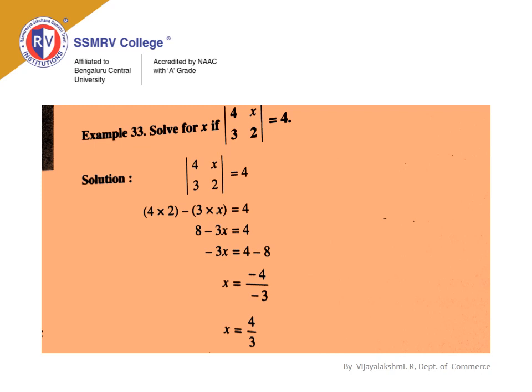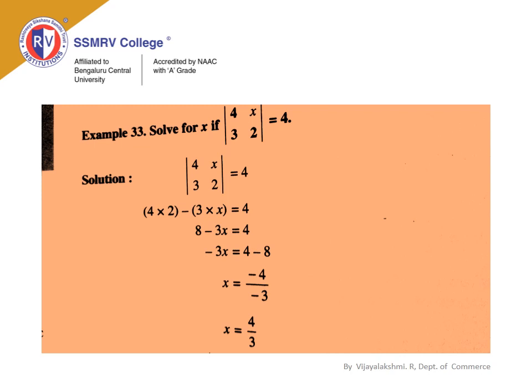This is the other type of problem which will be given in the exams. One item will be missing, and you need to find the answer for that. Solve for x if A is equal to the determinant 4, 3, x, 2, which is equal to 4.